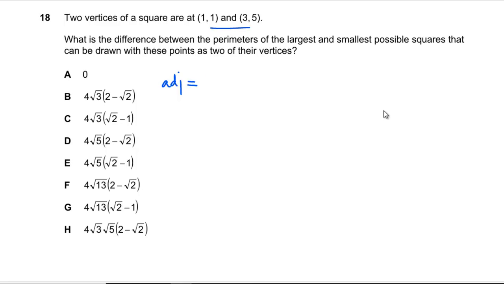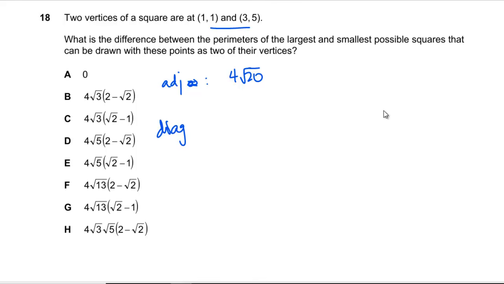We're going to have adjacent corners. So the difference here, we've got a 2 and a 4. So that's 16 and 4 is 20. So we've got a root 20 for a side. So we'll have 4 root 20 would be the perimeter. That makes sense. And then diagonally, that means we're going to have a root 20 is going to be the diagonal.